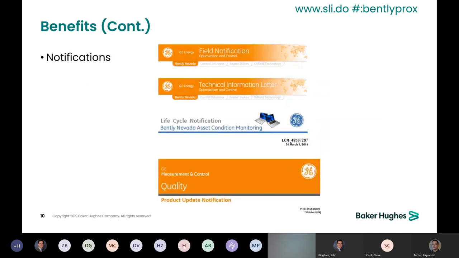Bentley Nevada issues a number of publications during the life cycle of their products. These notifications include field notifications, technical information letters, and product update notifications. These notifications can be general information on the product, but may also be very specific and related to a certain serial number range and part number. Spreadsheets providing these part numbers and serial numbers can be very useful when these types of notifications are released.